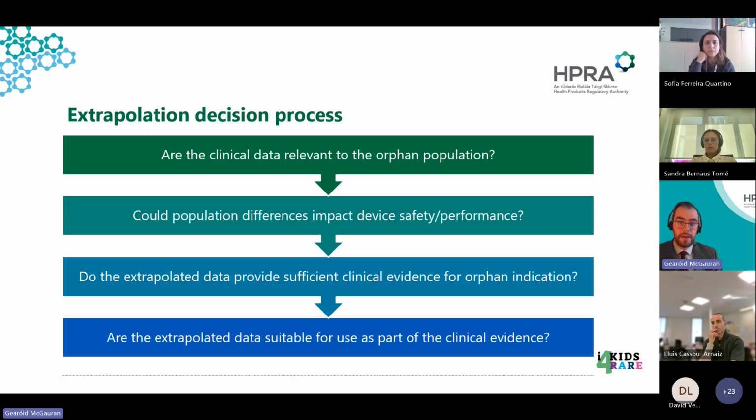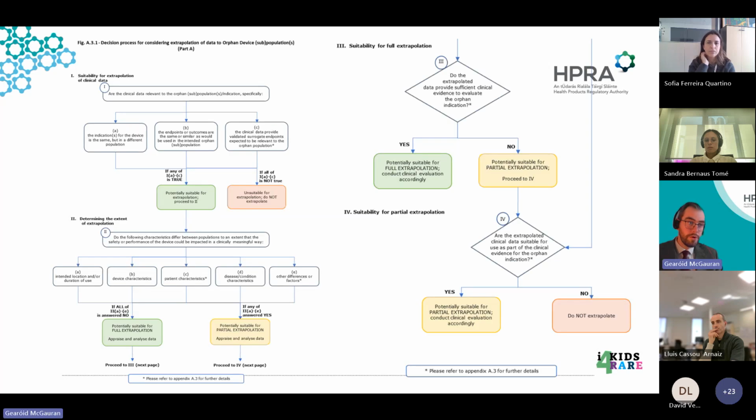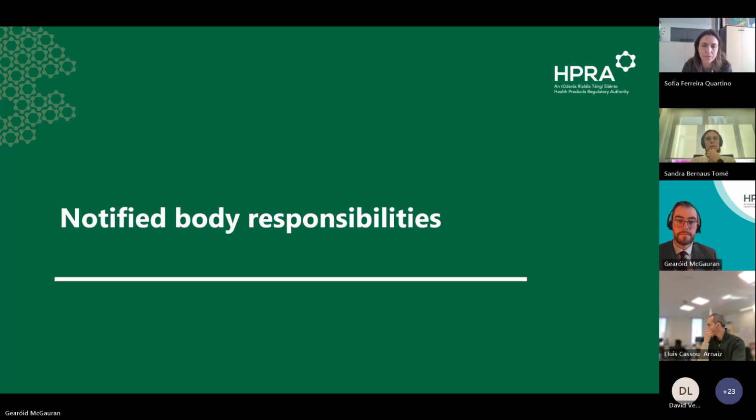partial extrapolation? The guidance gives much more granular information and a flowchart within Appendix A3 on further questions and further means of determining these 4 questions. I won't go into it in detail today in the interest of time, but I encourage you to have a read of particularly Appendix 3 of that guidance.